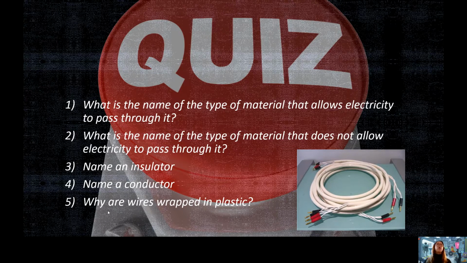And question 5, why are wires wrapped in plastic? We have a picture here of wires that have been wrapped in plastic. Please write down your answer and use these 2 words in your answer, insulator and conductor. Pause this video now.